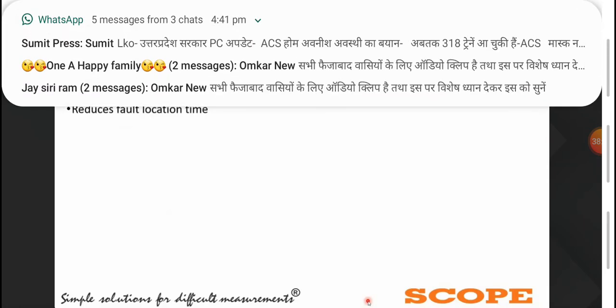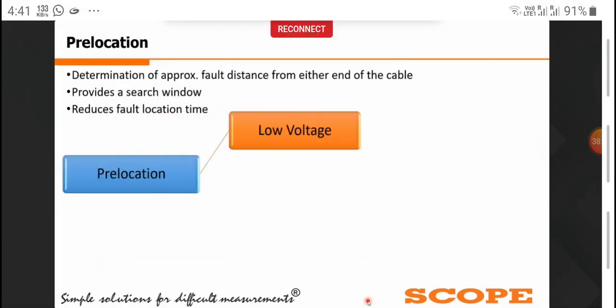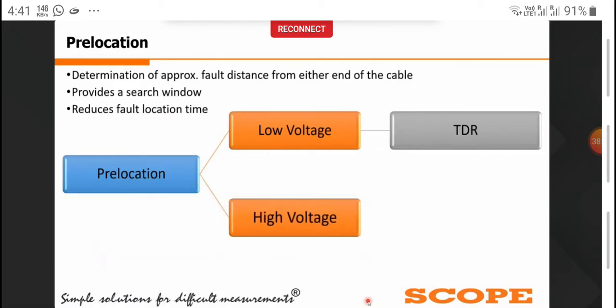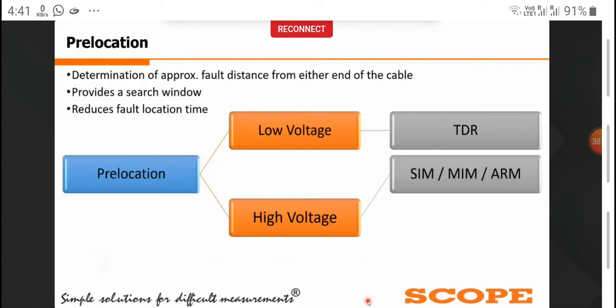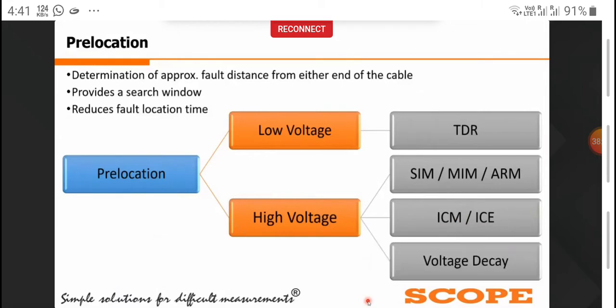The first method is a low voltage method, in which the time domain reflectometry method is used. After that, the high voltage methods are the impulse current method, the secondary injection method (SIM) or arc reflection method, and the third one is the voltage decay method. I will explain these in later slides. So first we will see the low voltage method, that is time domain reflectometry.